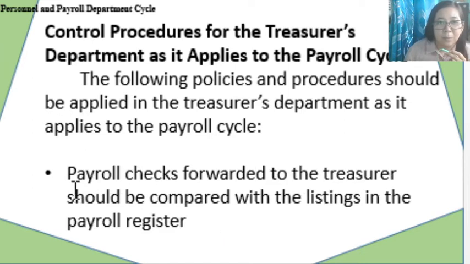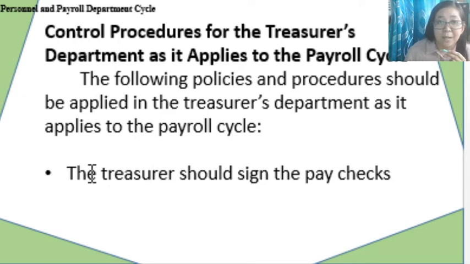Next, the payroll checks will be forwarded to the treasurer, and this should be compared with the listings in the payroll register to make sure that those who are listed in the register will have their paychecks with the correct amount. The treasurer should also sign the paycheck. So this is a form of control for the encashment and also for the authorization of the release of the payment for salaries and wages.